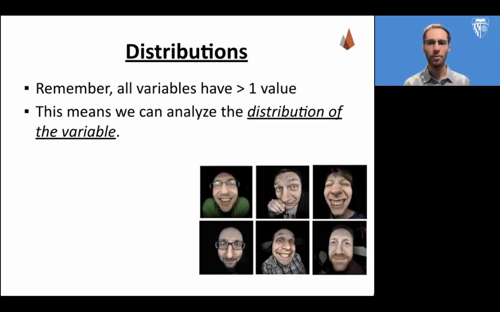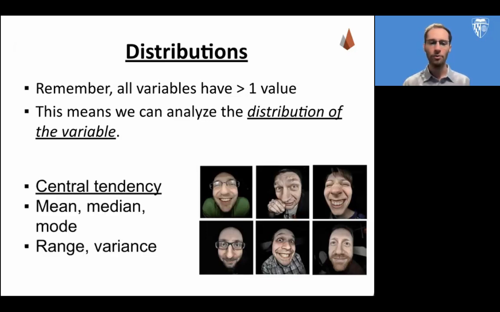Remember, all variables have more than one value. So, for example, height, weight, emotions like joy or anger, those are all variables. And that means we can analyze the distribution of those variables. You may recall from your K through 12 education learning things like the mean, median, and mode, as well as the range and the variance. And those are all ways in which we can quantify the central tendencies and distributions of variables.